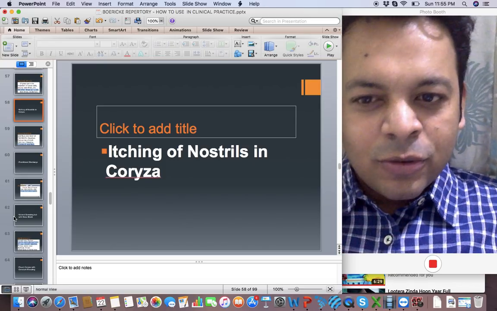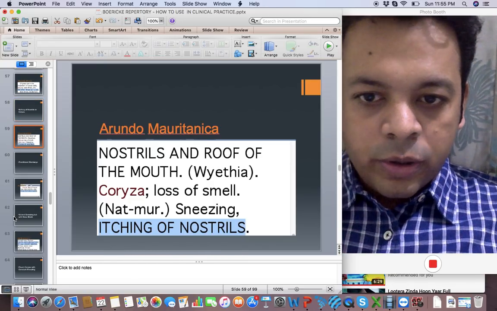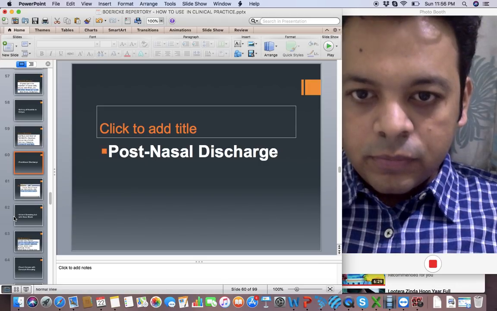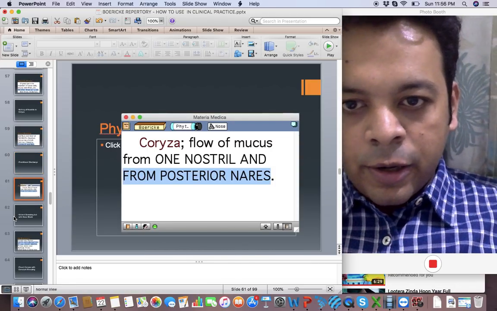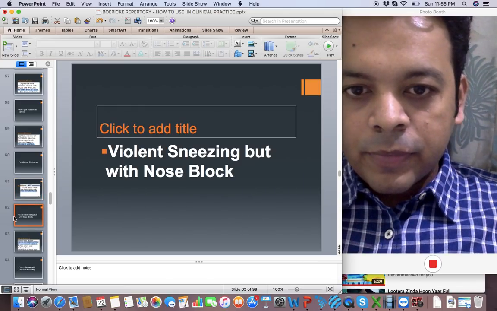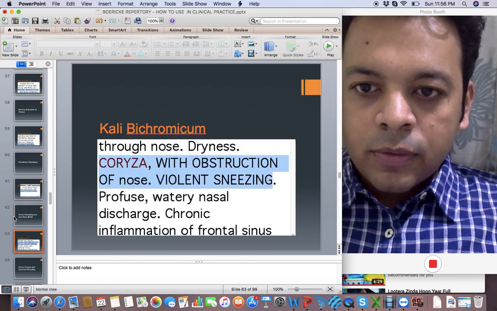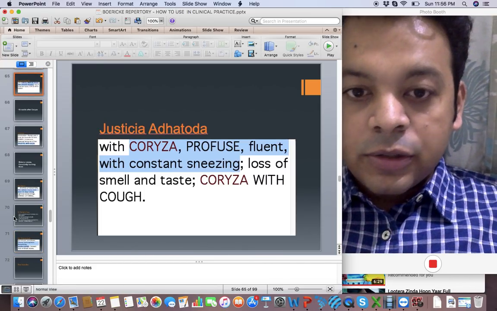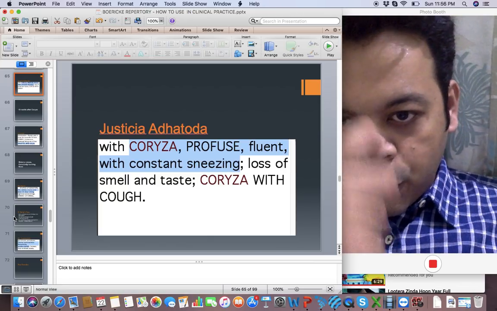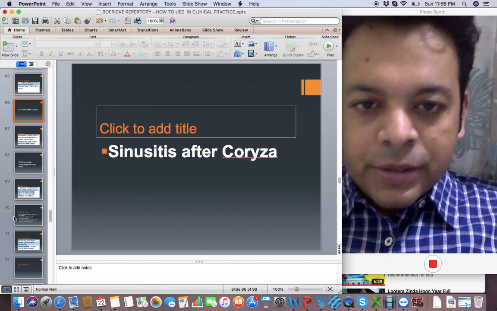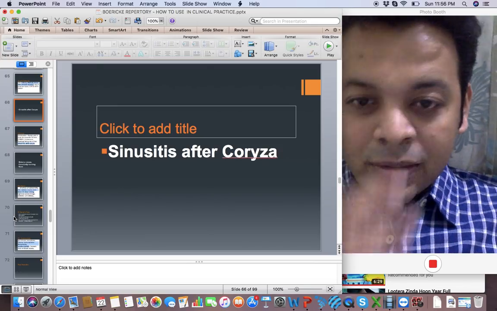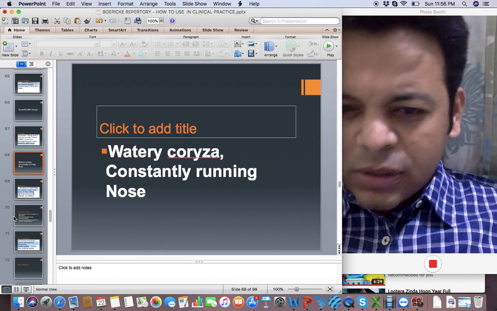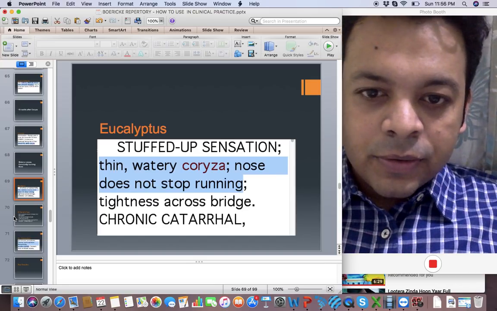Patient comes with itching in the nostril along with coryza. Arundo, remember Arundo. Itching in the roof of the mouth, remember Wyethia. Postnasal discharge, remember Phytolacca. Lot of sneezing with nose block, remember Kali bichromicum. Coryza with sneezing, Justicia. The main indication of Justicia is profuseness. Patient comes with sardi, coryza, and after coryza, sinus. Remember Hydrastis, sinusitis after coryza. Constant watery nose, Eucalyptus. Give this in mother tincture.